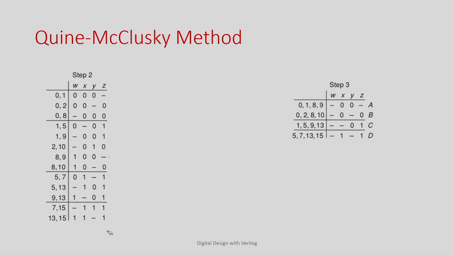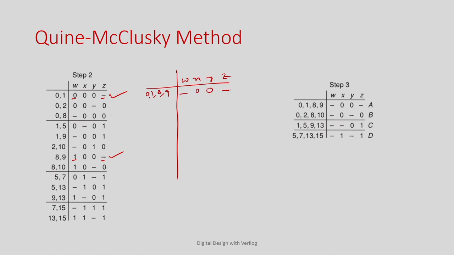Again I will take the same process with w, x, y and z. If something can be combined, I will check this with 1, 5. They do not have the dash in the same position, so I will not combine them. But 0, 1 can only combine with 8, 9 because they have the dash in the same location. I have to check whether they have the dash in the same location, then whether they differ by a single bit. In this case they differ by just 1 bit, so 0, 1 and 8, 9 can be combined, and it will end up giving me this 0, 0 dash.